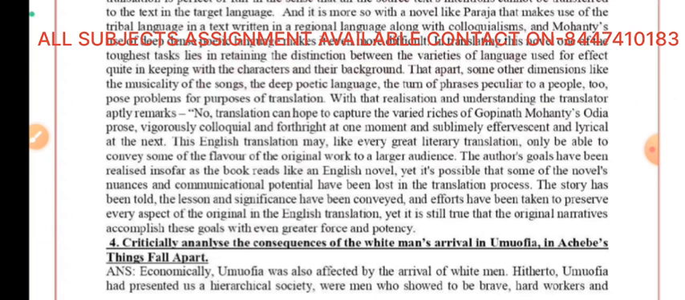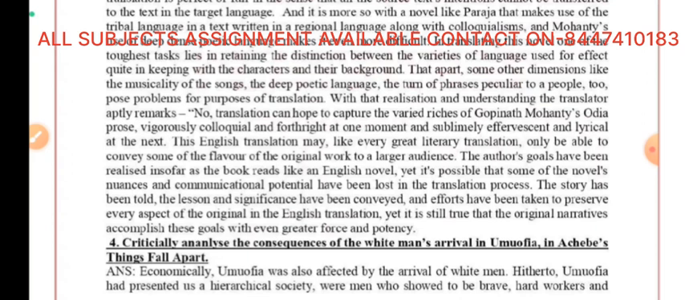With that realization and understanding, the translator aptly remarks, no translation can hope to capture the varied riches of Gopinath Mahanti's Odia prose, vigorously colloquial and forthright at one moment and sublimely effortless, sad and lyrical at the next. This English translation may, like every great literary translation, only be able to convey some of the flavor of the original work to a larger audience.